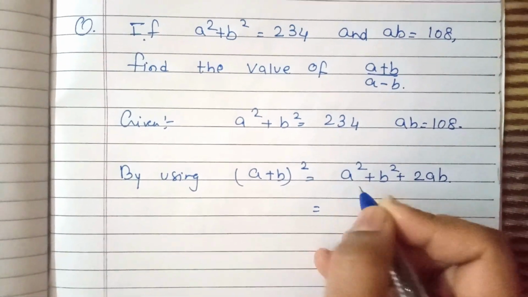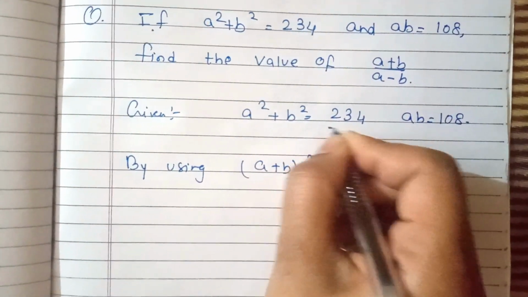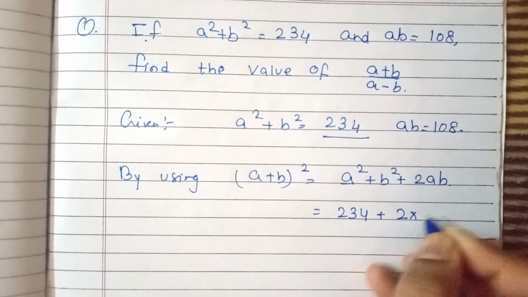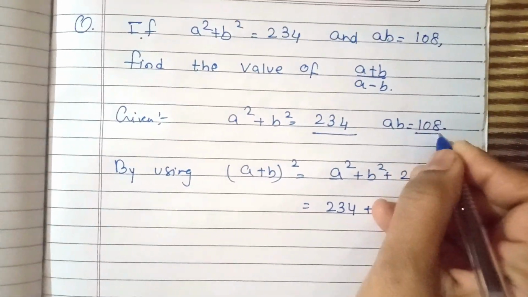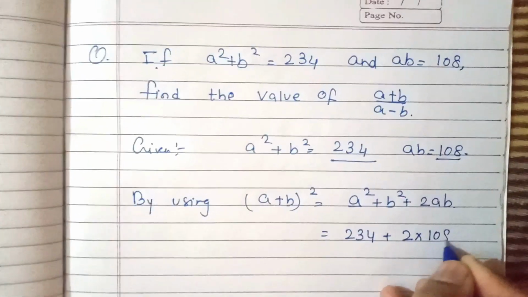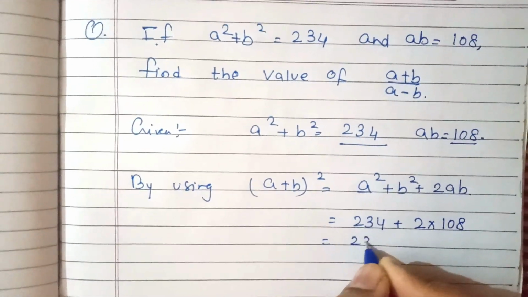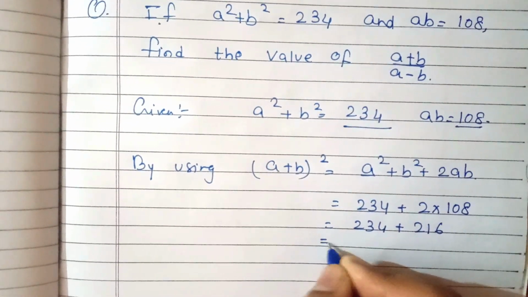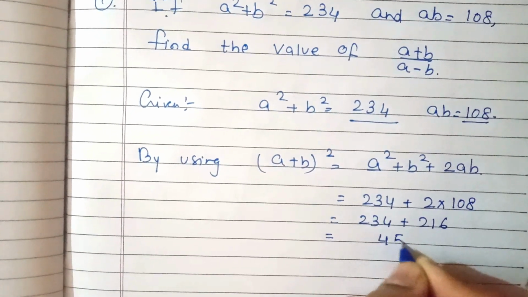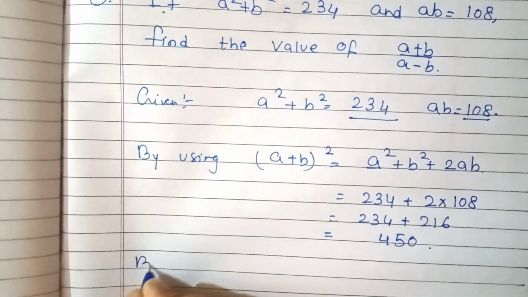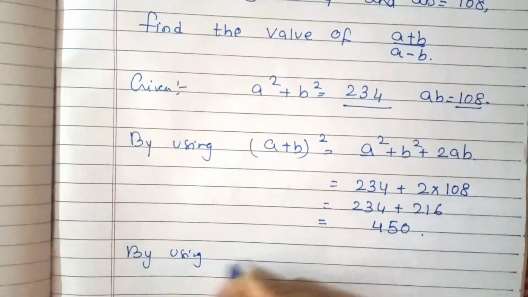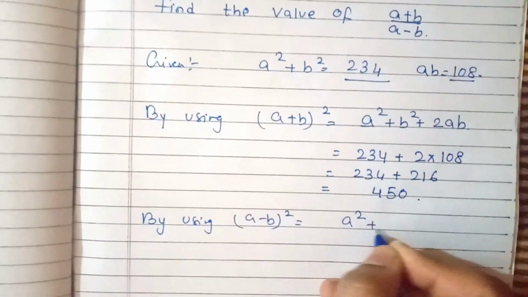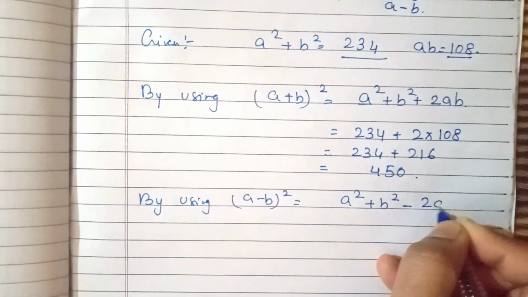In place of a square plus b square we can write 234 plus 2 into, in place of ab we can write 108. That gives us 234 plus 216, that is equal to 450. Now by using the identity (a minus b) whole square, we get a square plus b square minus 2ab.